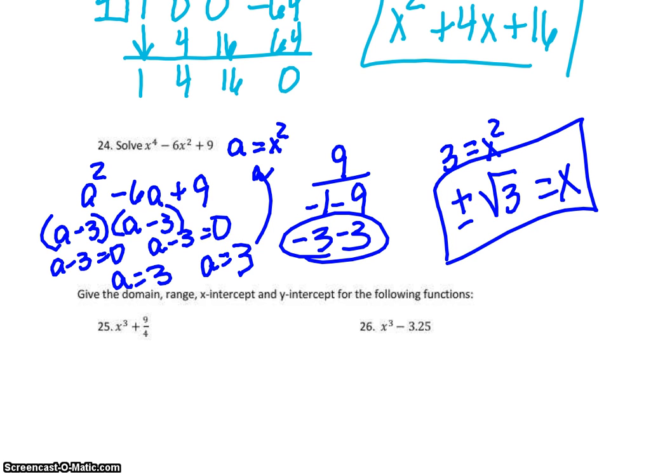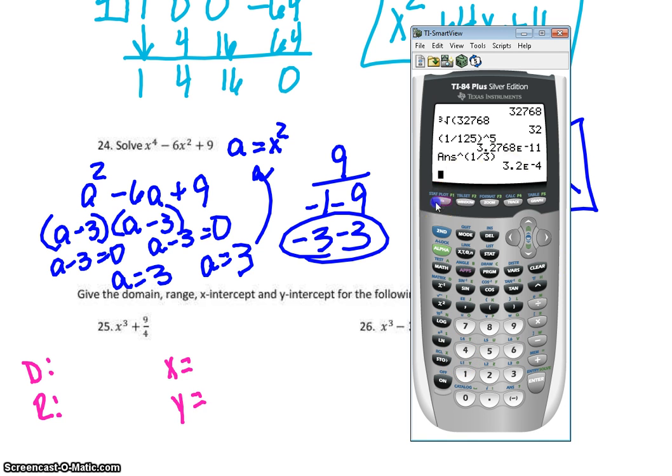So looking at number 25, you have to give the domain, the range, the x-intercept, and the y-intercept for the following. So we're going to start by going to y equal, clear everything out, and put our problem in. So we have x to the third plus 9 divided by 4.